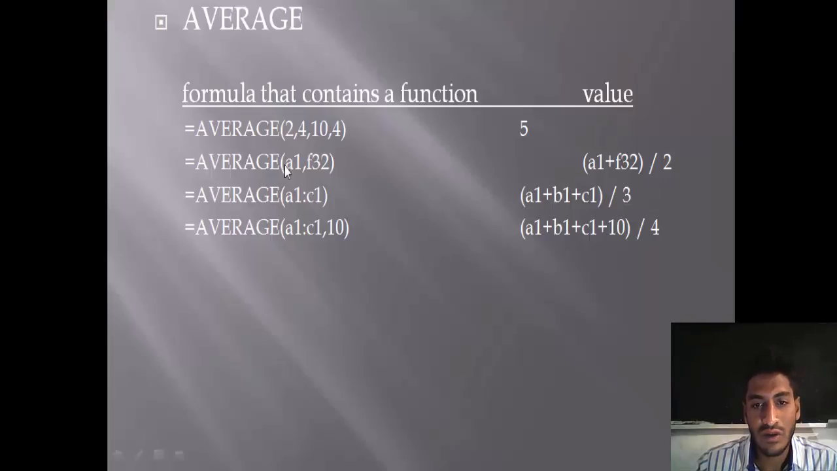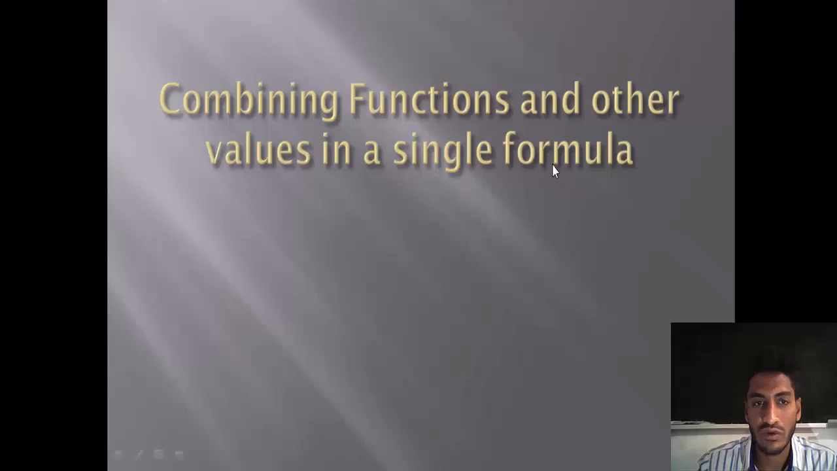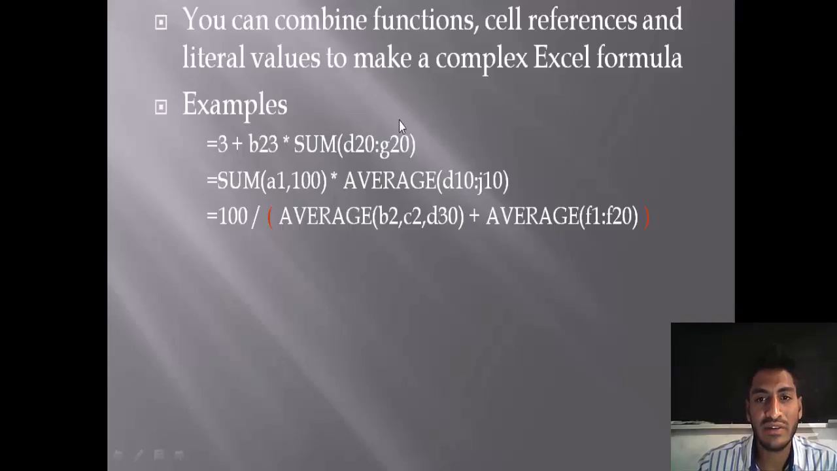In this way you can see all the sections, like (A1+B1+C1)/3 and (A1+B1+C1+10)/4. Combining functions and other values in a single formula. You can combine functions, cell references, and literal values to make a complex Excel formula. Examples: =3+B23*SUM(D20:G20), =SUM(A1,100*AVERAGE(D10:J10)), and =100/AVERAGE(B2,C2,D30)+AVERAGE(F1:F20).